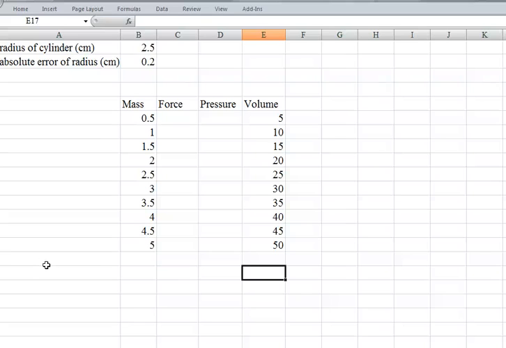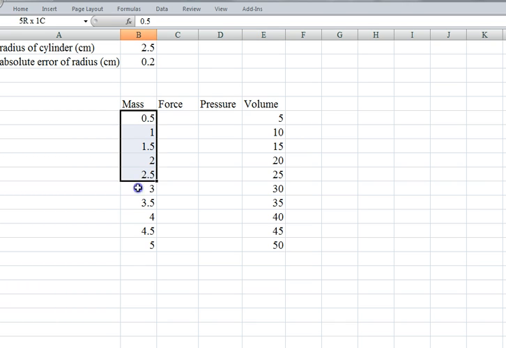Okay, welcome back everyone. In this video, we're going to look at how to graph our data from the lab. I started with a bunch of different values for mass, and you might use these or you might use different ones in the lab. And then these are some measured volumes that correspond to these masses.